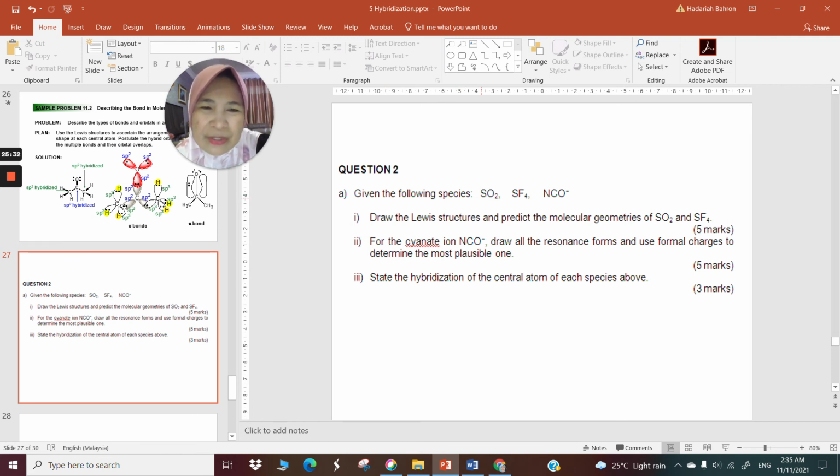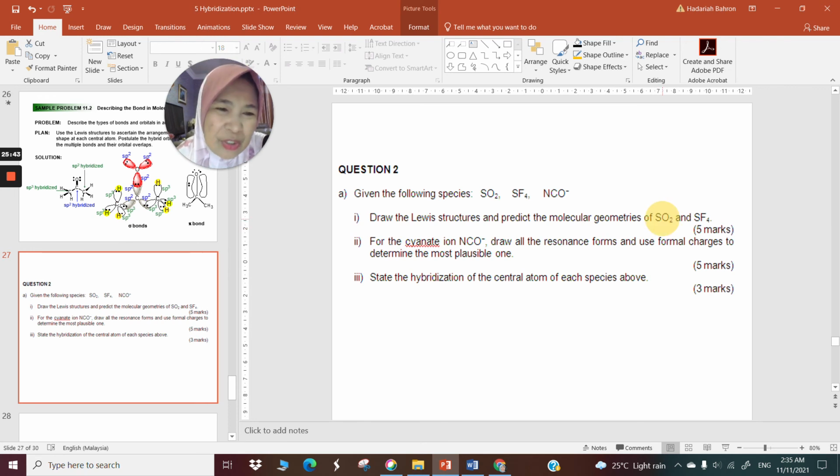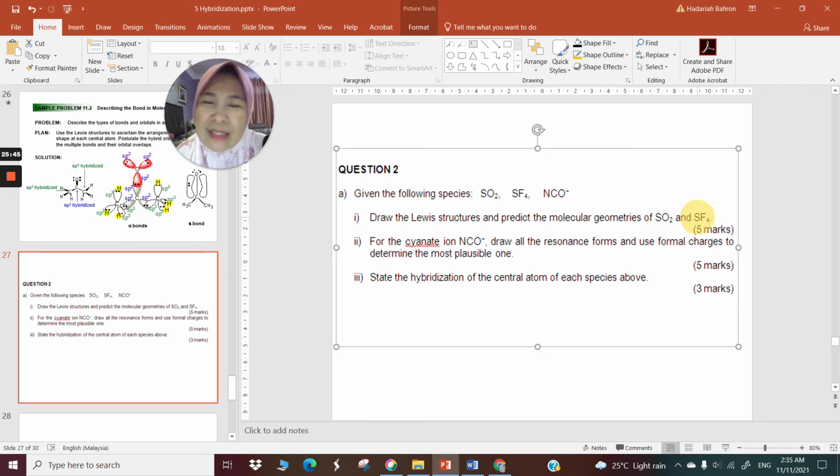Given the following species, SO2, SF4, and CO minus, first you must draw the Lewis structure and predict the molecular geometry of SO2 and SF4. This is really very easy to do. You have done this before. Lewis structure is quite simple.